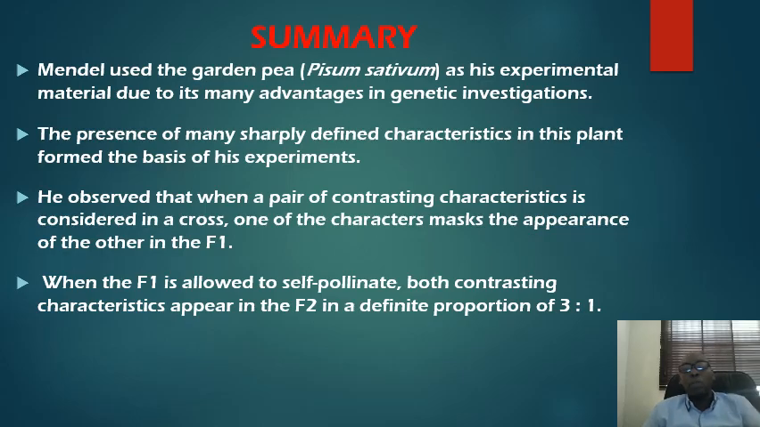He observed that when a pair of contrasting characteristics is considered in a cross, one of the characters masks or covers the appearance of the other in the F1. And of course, that's the dominant character or trait. And when the F1 is allowed to self-pollinate, both contrasting characteristics appear in the F2 in a definite proportion of 3 of the dominant trait and 1 of the recessive trait.